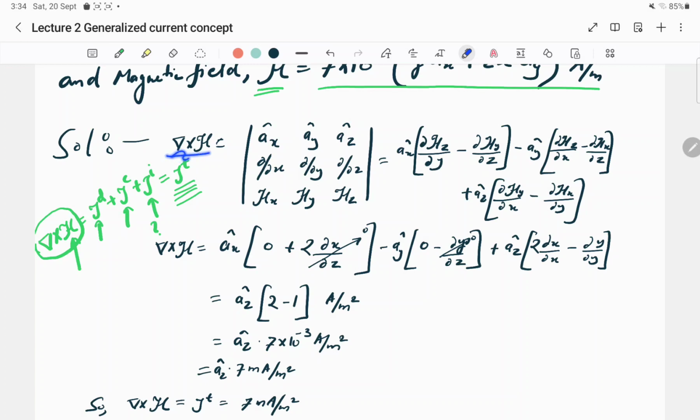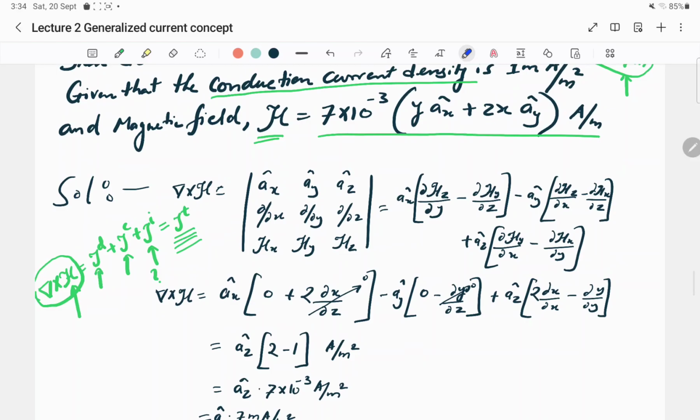So here the del cross H is equal to the determinant with rows AX, AY, AZ; del by del X, del by del Y, del by del Z; HX, HY, HZ. In the question, if we see carefully, the magnetic field H has an X component and also a Y component, but the Z component of the magnetic field is absent. So HZ is 0.